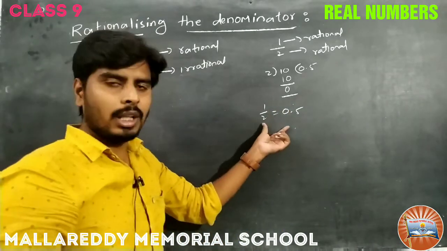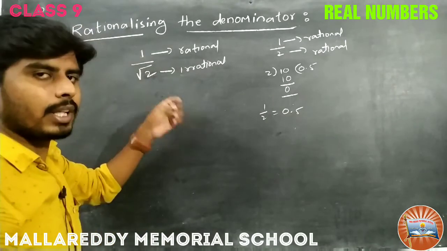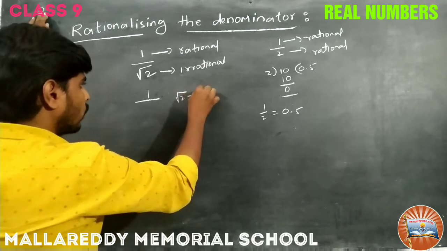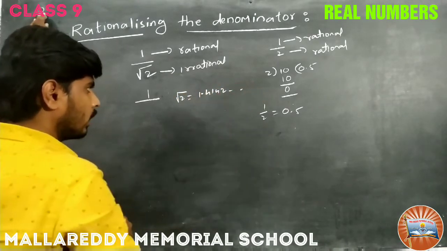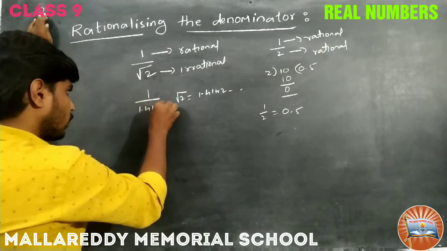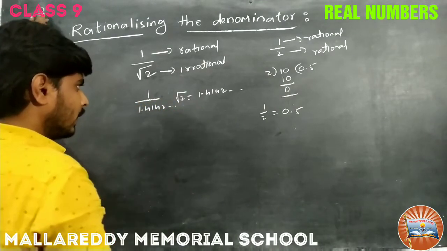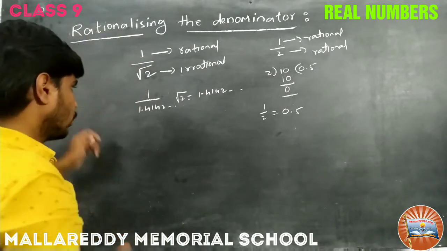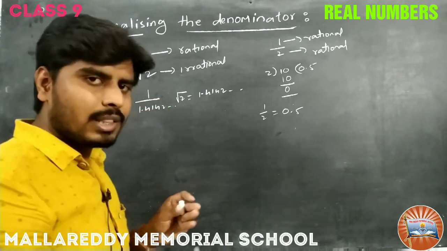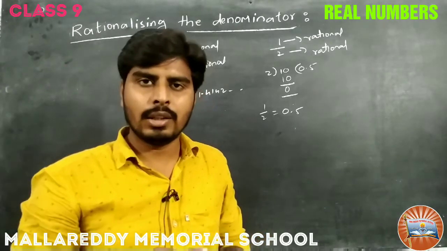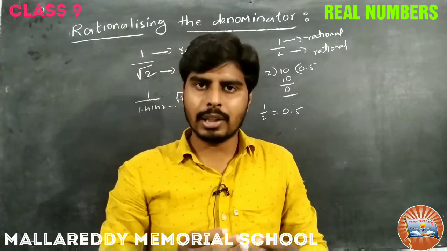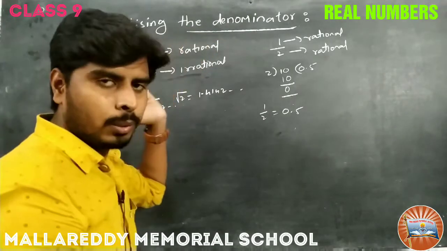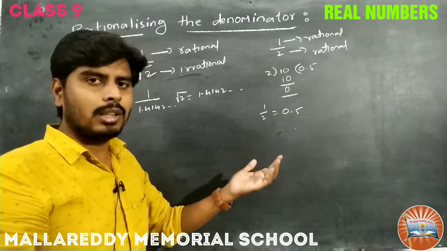So can we do this for 1 by root 2 also? Yes, we can. What is the root 2 value? 1.4142 and so on. Replace it here. Is it easy to perform the division here? No, it is difficult. So if I want to divide this, it becomes difficult. That is why we need to rationalize the denominator. We convert this irrational number into a rational number. That is the rationalization process.